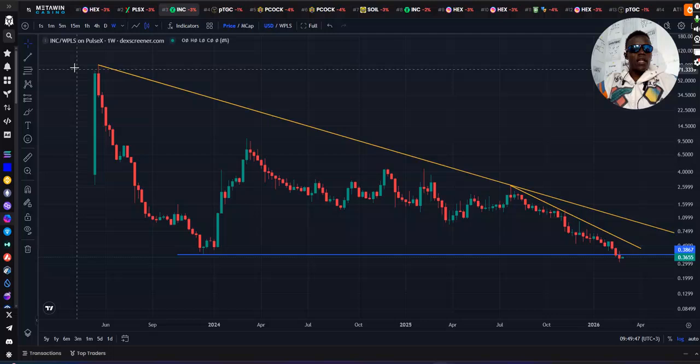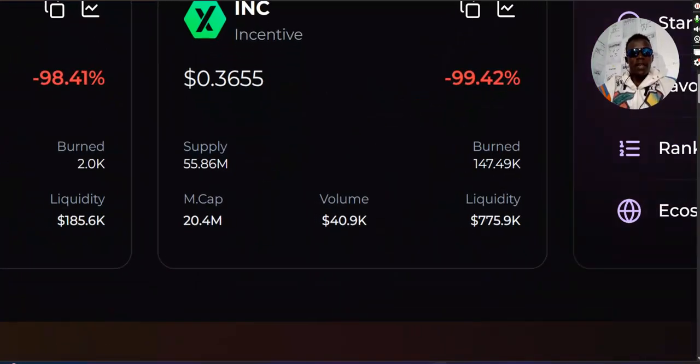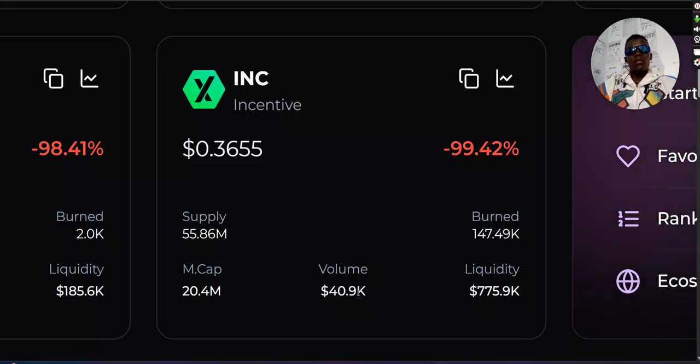I've gotten a request to talk about the incentive token that seems like it is crashing 100%. Someone has just seen it at 99.42%, and you can see it's like 0.6 something until now it reaches 100%. First of all, the incentive token is very, very volatile. Talking about it again, this is very, very volatile, and it is also the supply.